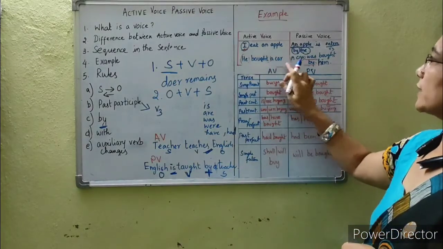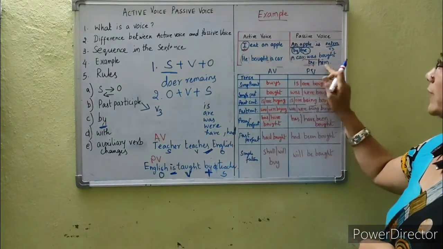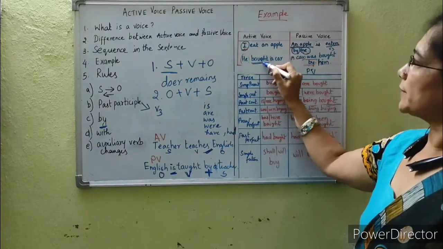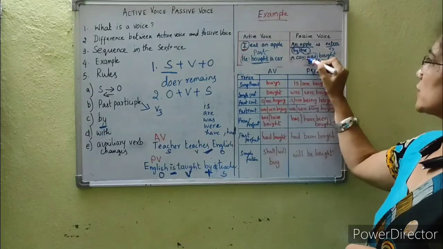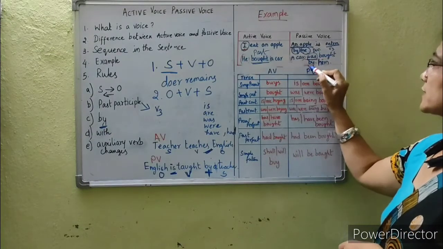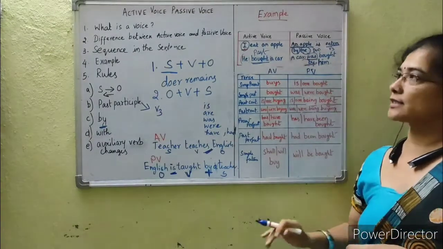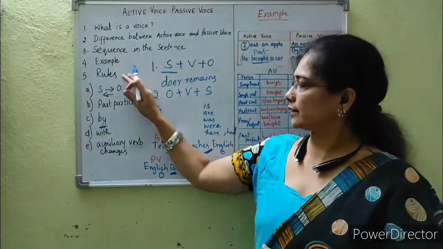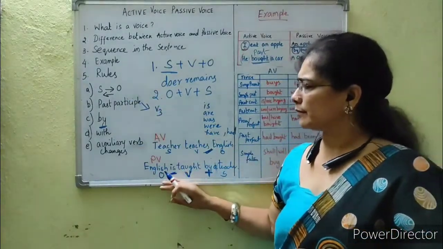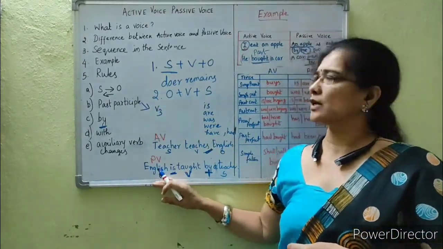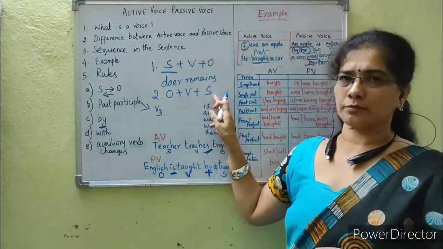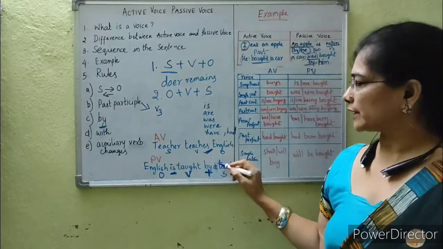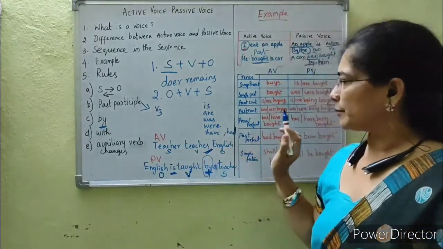He bought a car. A car was bought by him. Since bought is in the past tense, the auxiliary verb added is also in the past tense. Understood? These are the rules whenever you write the active voice and passive voice. This is the basic rule. First one, subject, verb, object and object, verb, subject. This you have to remember. Then you have to add by.